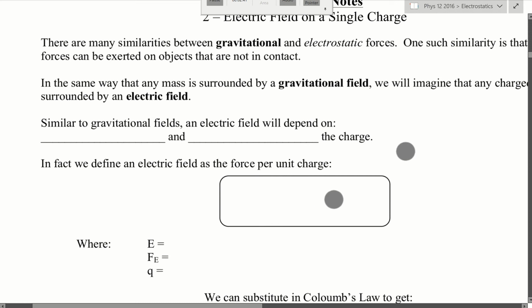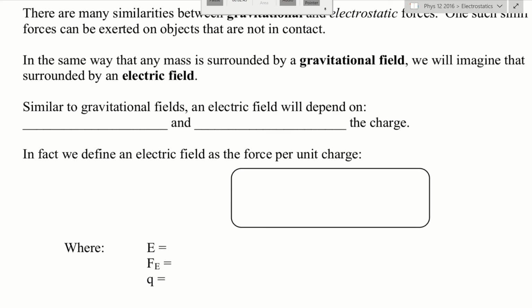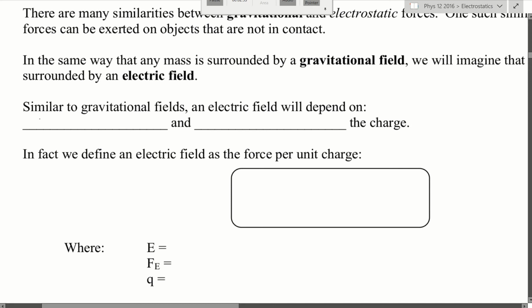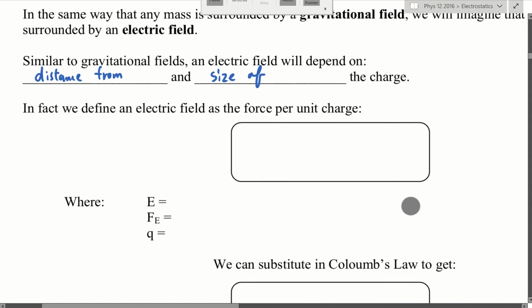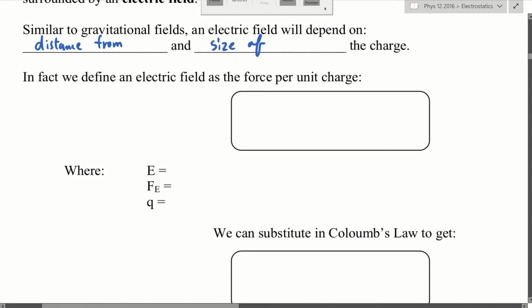Now, what does electric field depend on? Well, think about gravity. What does the gravitational field depend on? It depends on the mass of the two objects and the distance between the two objects. So electric field also depends on the distance, and on the size of the charges, right? If you have a very strong charge, then it will have a stronger electric field. If you have a weaker charge, then you have a weaker electric field.